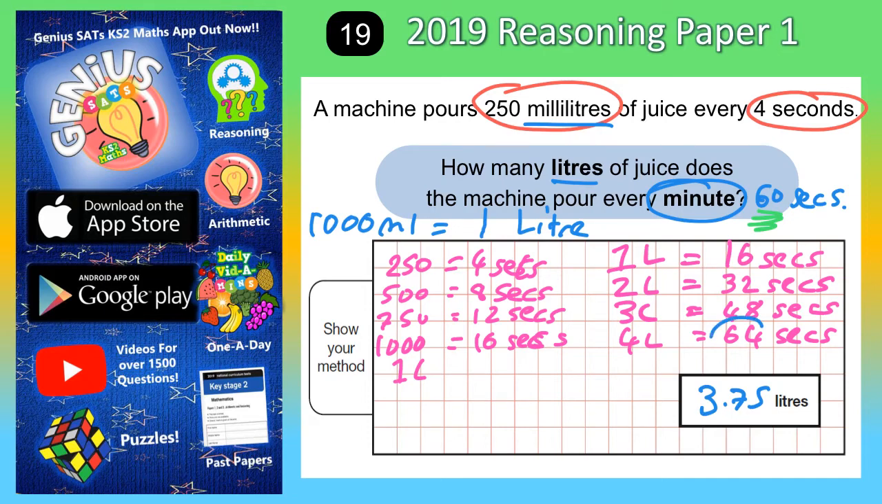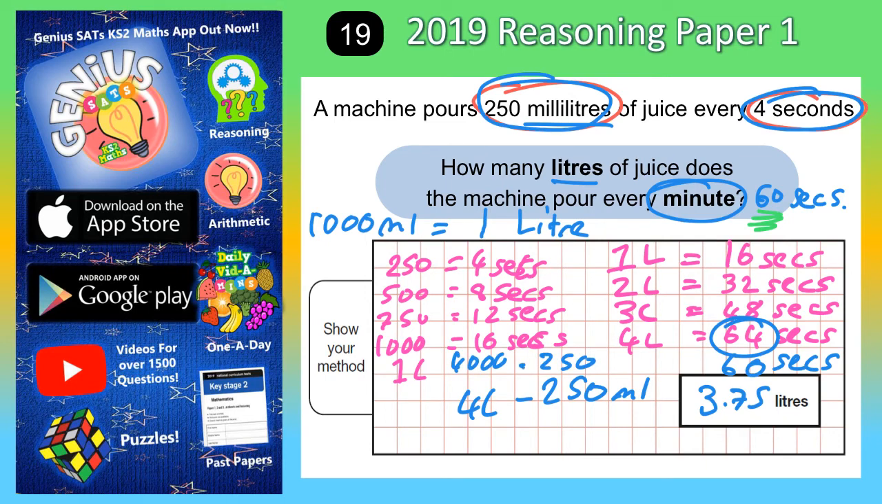So if this 64 is 4 seconds over, we need to take 4 seconds off. Taking 4 seconds off 64 would take you down to 60 seconds, but you need to take 4 seconds of juice off. So 4 seconds of juice in the original question said 250. So you would have to do 4 litres, take away 250 millilitres. Well, that would be 4,000, take away 250, which would be 3,750 millilitres. And 3,750 millilitres is exactly the same as 3.75 litres. So that's a completely different way that you could have worked out your answer.